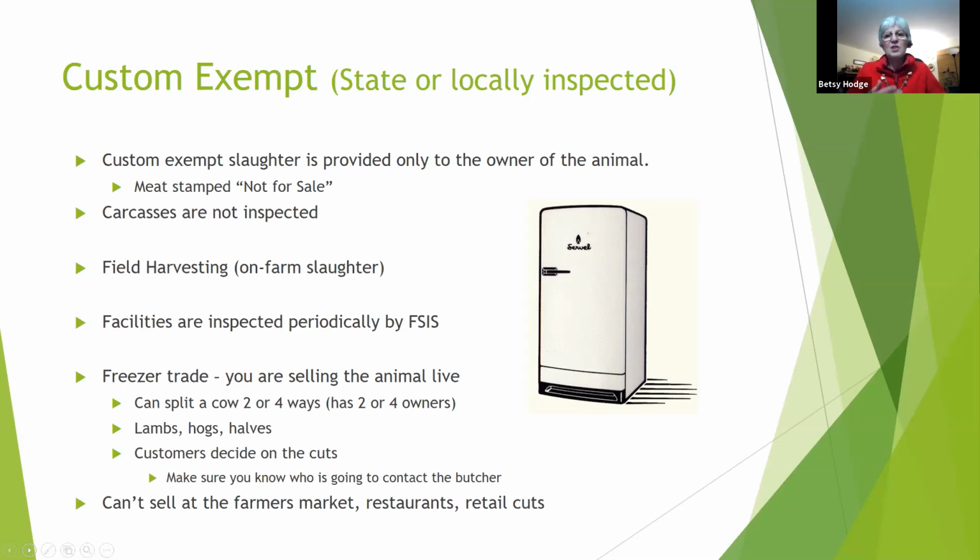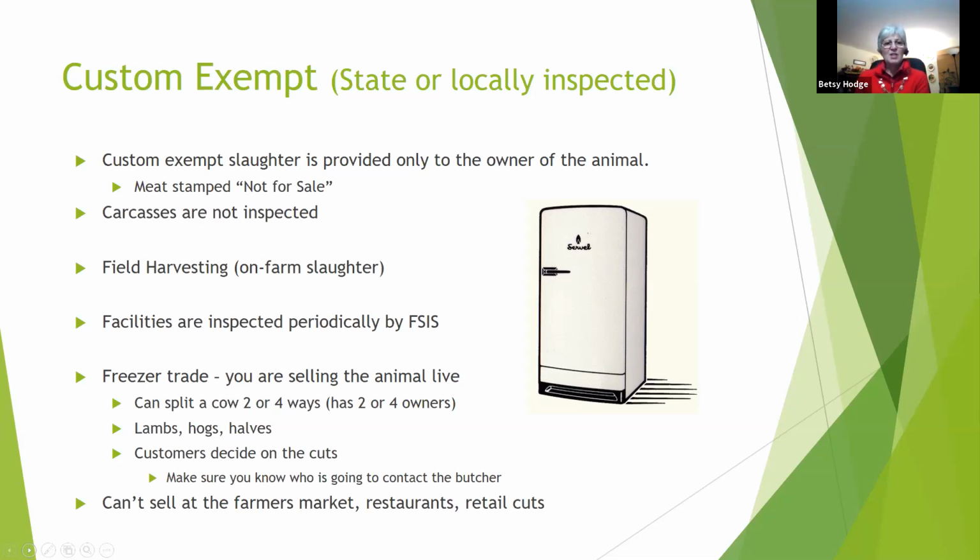If you're doing the freezer trade, which a lot of us are, selling to our neighbors or our friends, you can sell the animal live. You can split a cow. One cow is very large to put in somebody's freezer, so you can split the cow 2 or 4 ways. I've even heard of people splitting a cow 10 ways. You just have to have all those people listed as the owners, and you have to figure out the cut sheet and who gets what. Otherwise, it's sort of a nightmare for the processor.